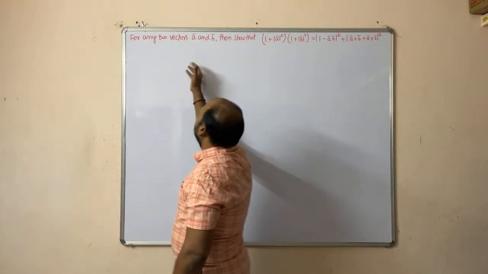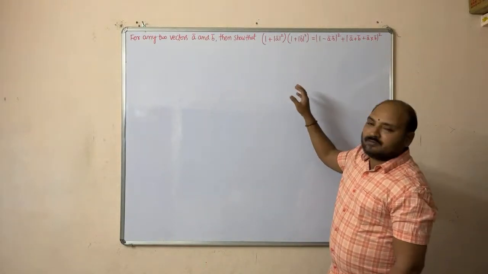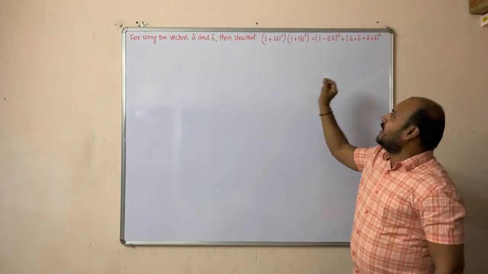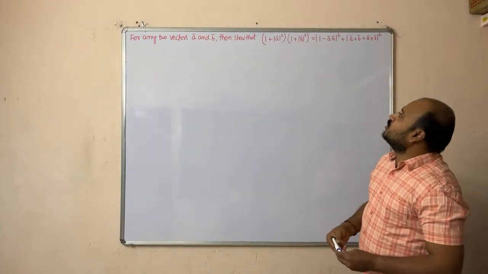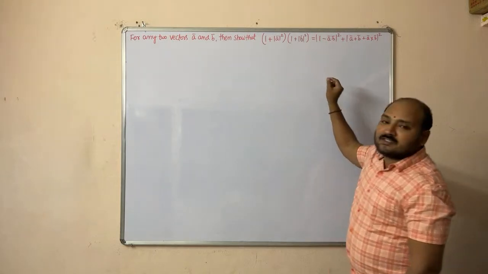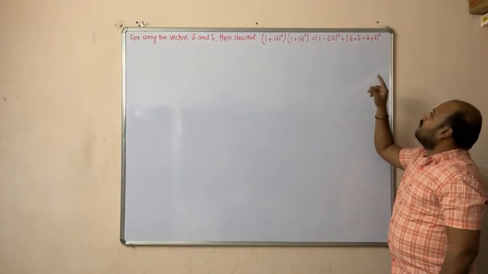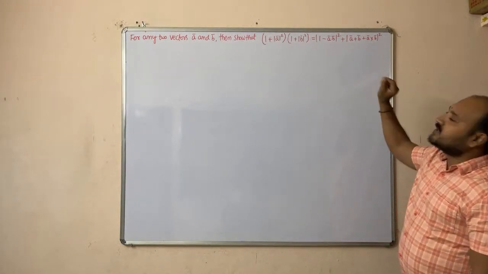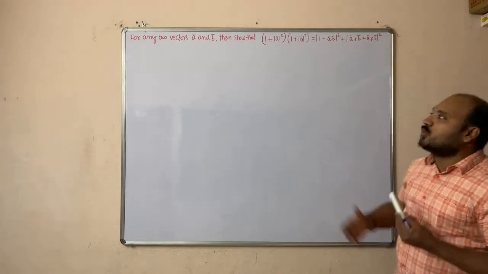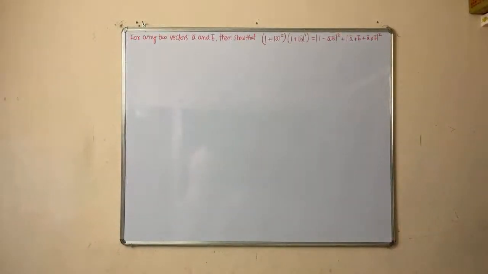For any two vectors A bar and B bar, show that (1 plus mod A square) into (1 plus mod B square) is equal to (1 minus A bar dot B bar) whole square plus mod of (A bar plus B bar plus A bar cross B bar) whole square. So how to prove this question? It belongs to product of vectors.